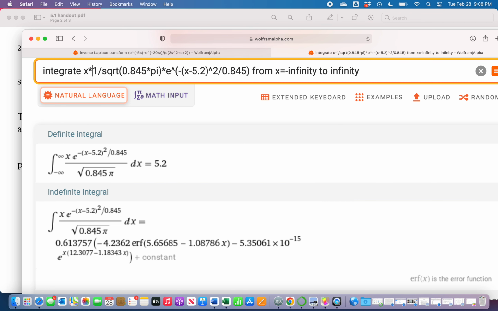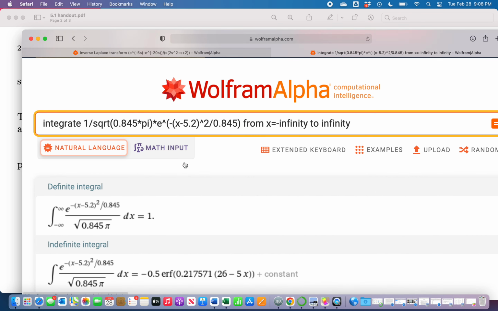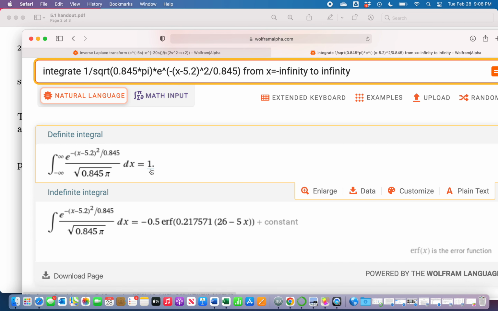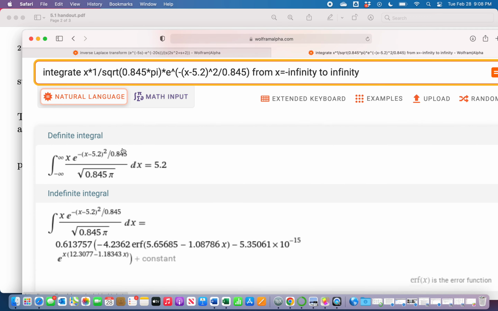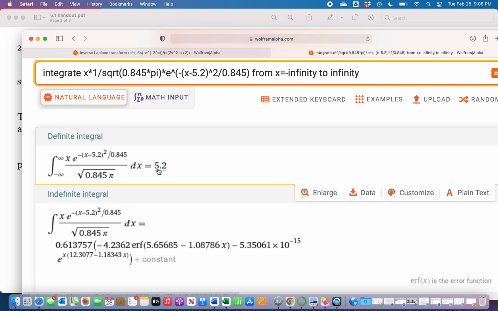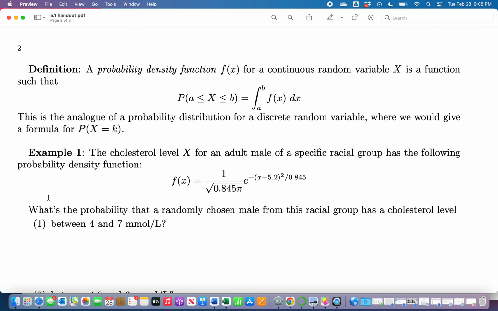And notice if I take the x times out, it tells me 1. That's what we should see, because this is just the probability function here. So this again is saying the probability your cholesterol lives between negative infinity and infinity is 1. That's all that's saying. So for the expected value, you just scale that by x inside the integral. And now you don't get a 1 as the output. You get the average cholesterol level, which is 5.2.